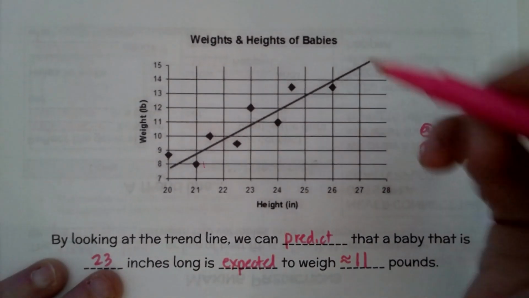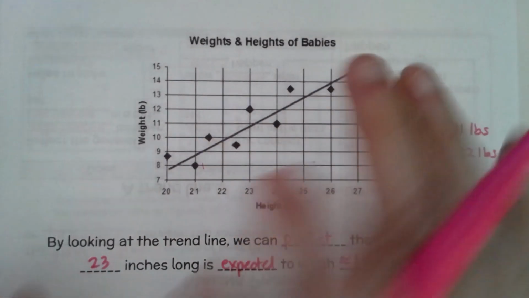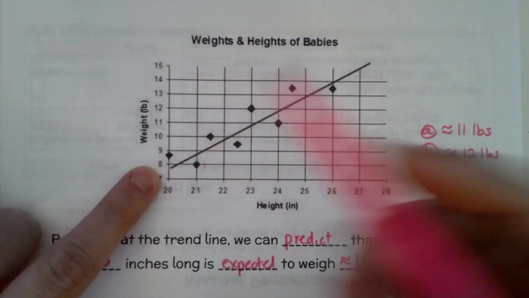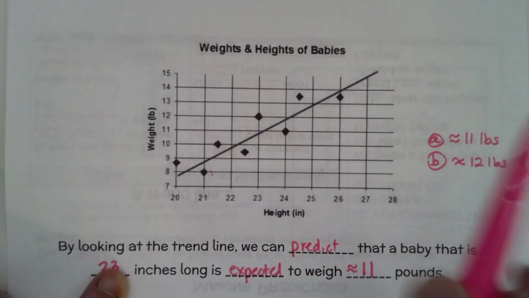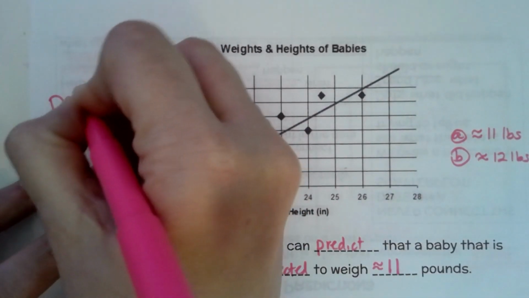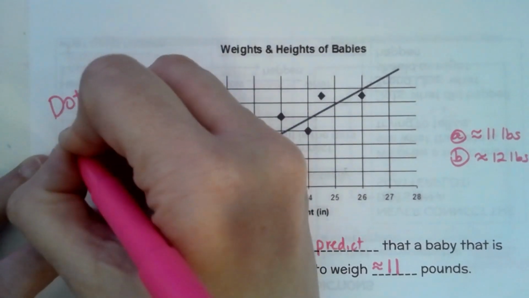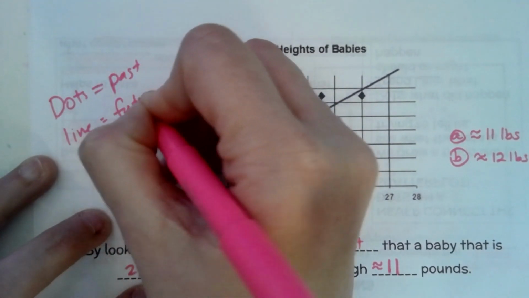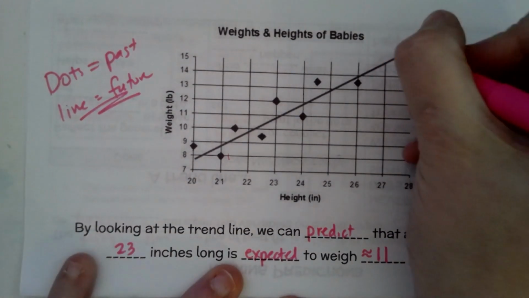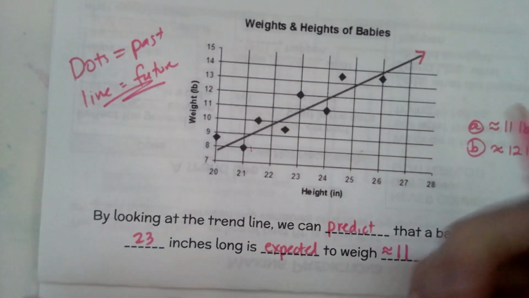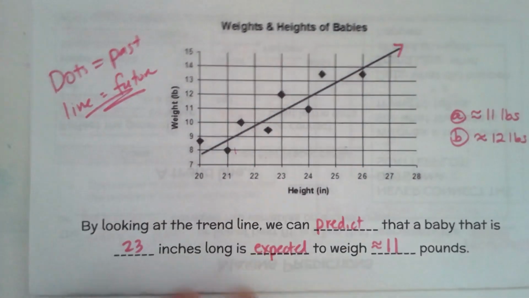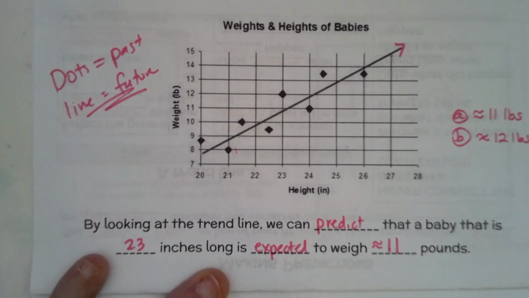Okay, because remember, once I draw the trend line, I don't pay attention to the dots. The dots are in the past. Predictions are in the future, right? Expected, that's what I think is going to happen in the future. So the dots are in the past. The line is the future. When I draw that line, I'm saying this is what's going to happen in the future, going off into the future. So when they ask me future questions, I use the line. When they ask me past questions, I use the dots.